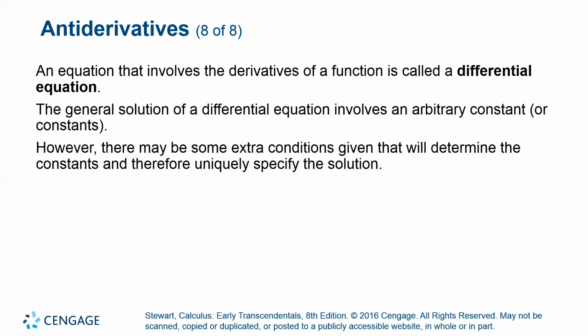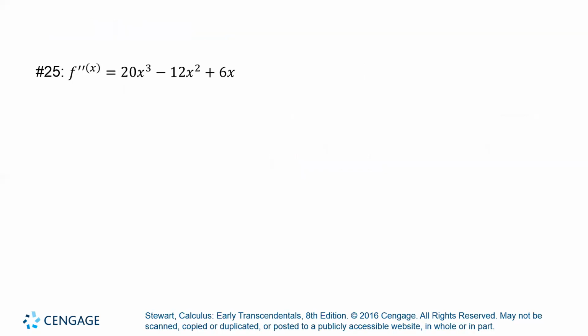An equation that involves the derivatives of a function is called a differential equation. The general solution of a differential equation involves an arbitrary constant or constants. However, there may be some extra conditions given that would determine the constants, and therefore uniquely specify the solution. So here is an example. Now remember, if you are given f double prime, the antiderivative of f double prime is f prime.